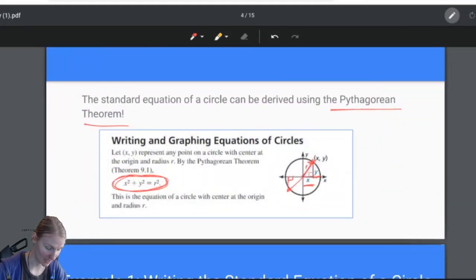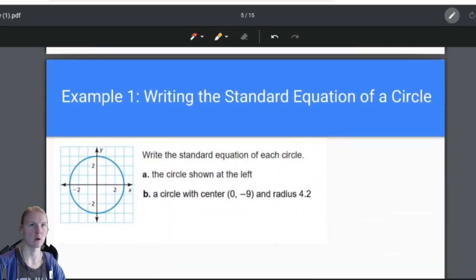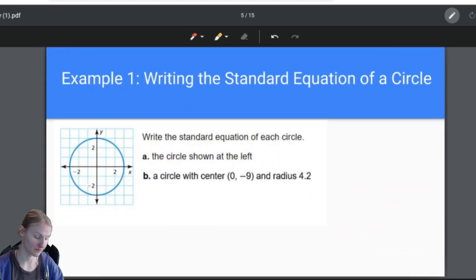Alright, so that's a fun fact. Okay, this is required, so make sure that you watch this. Example 1, writing the standard equation of a circle.